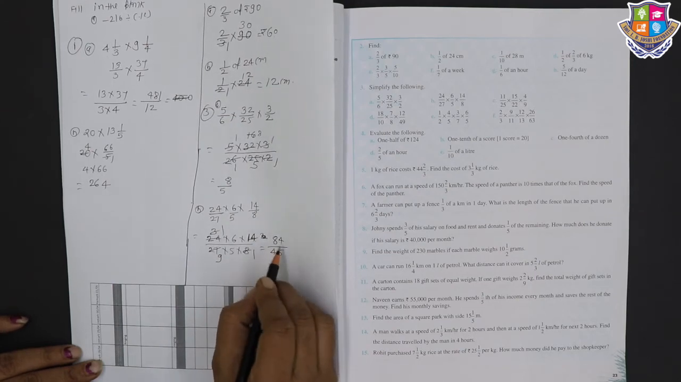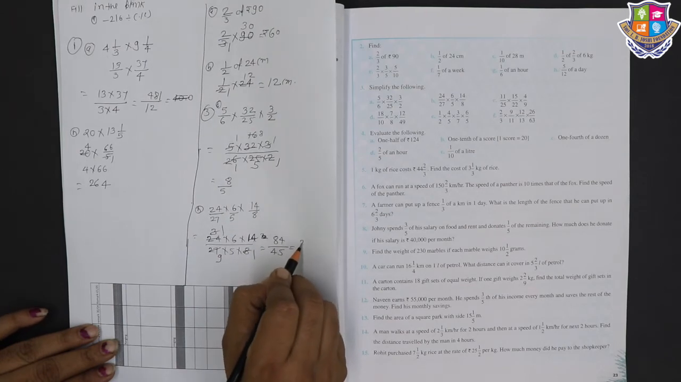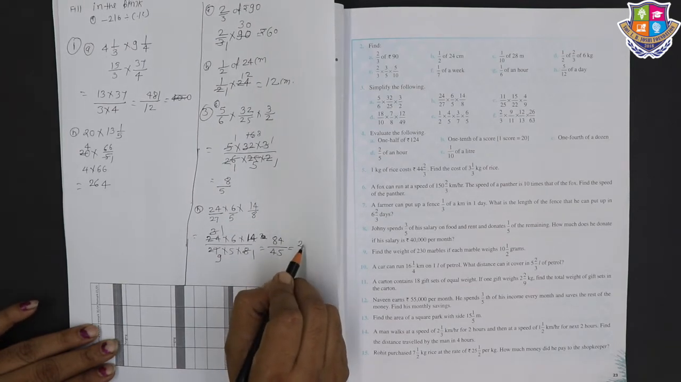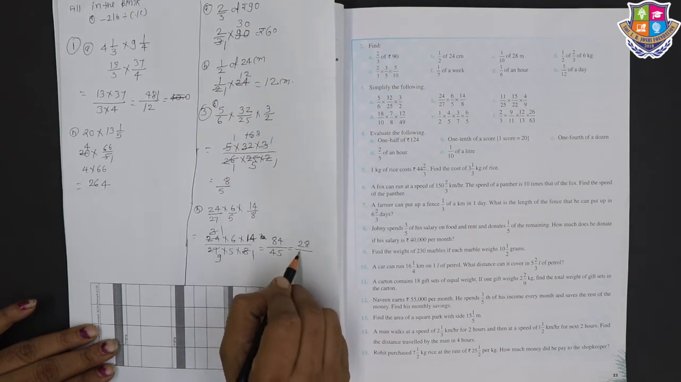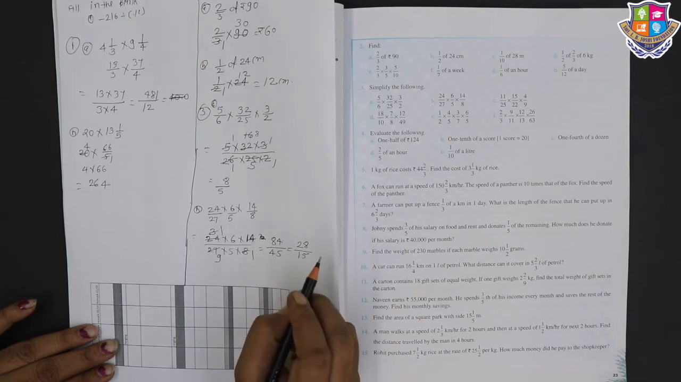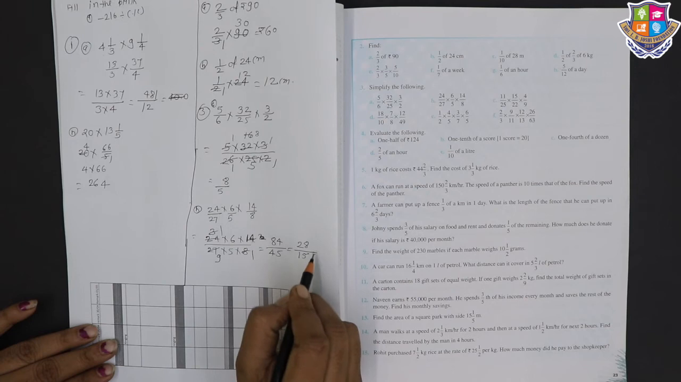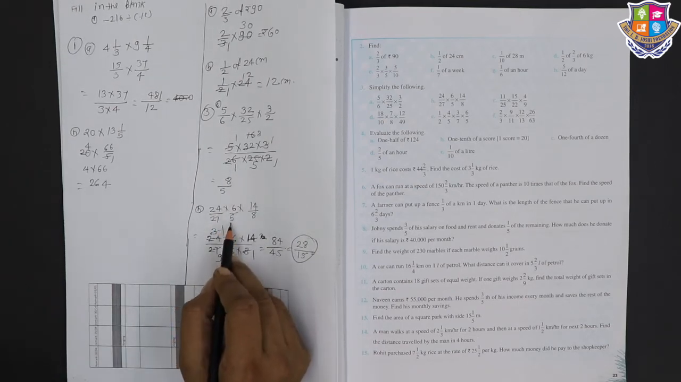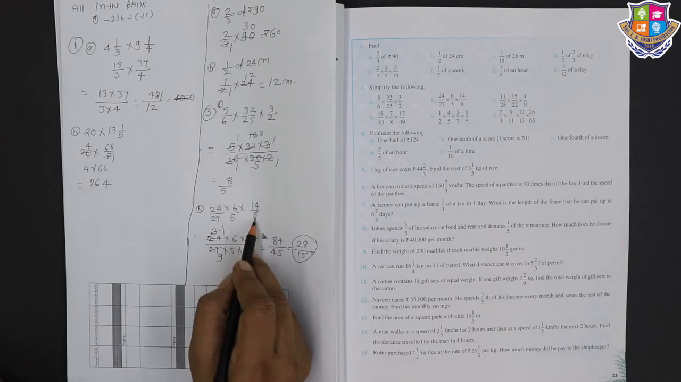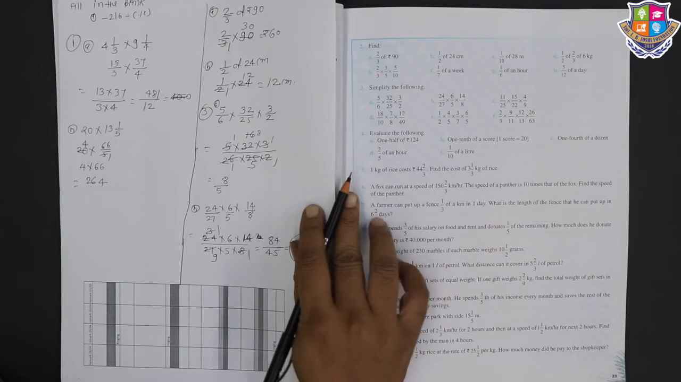Okay, so it can be divided by 3. 3 2s are 6, 3 6s are, 3 8s are 24. Here 3 15s. Okay, so this is the answer. Okay, this is the final answer of 24 upon 27 multiplied by 6 upon 5 multiplied by 14 upon 8. Okay, are you understood? In this way you have to find out the remaining one.